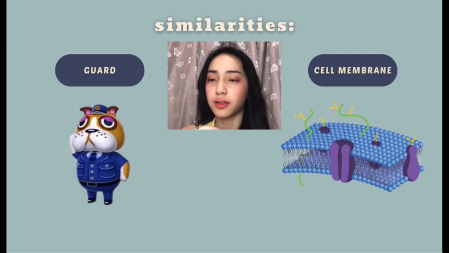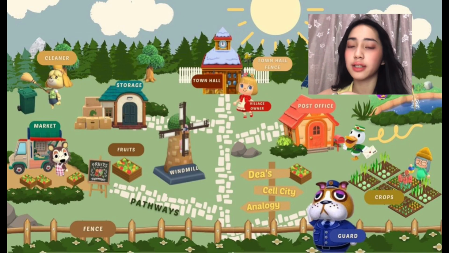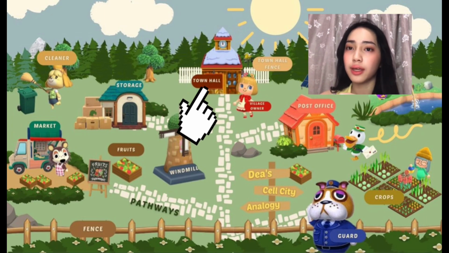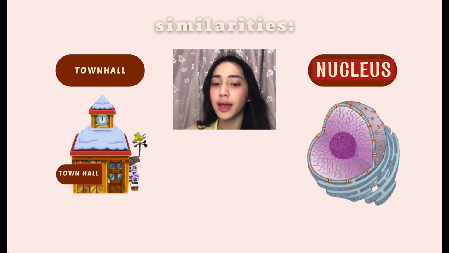Right over here, you'll see the town hall. This is where all the activities inside the village are being controlled and regulated. We can't deny that this is pretty similar to the nucleus, since the nucleus function is to control and regulate the activities of the cell.